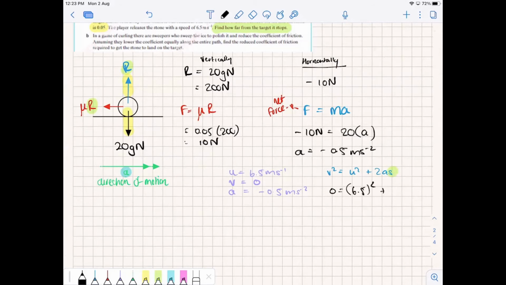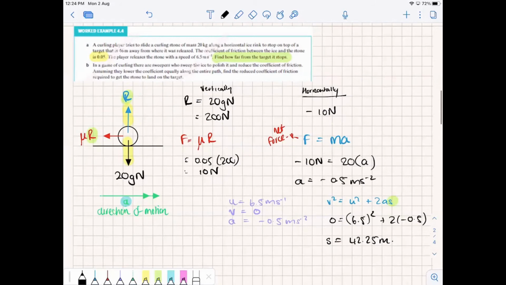Right, this is going to be plus 2 times minus 0.5. And so we'll get displacement of, what's it, 42.25 meters. So the object traveled 42.25 meters, right?